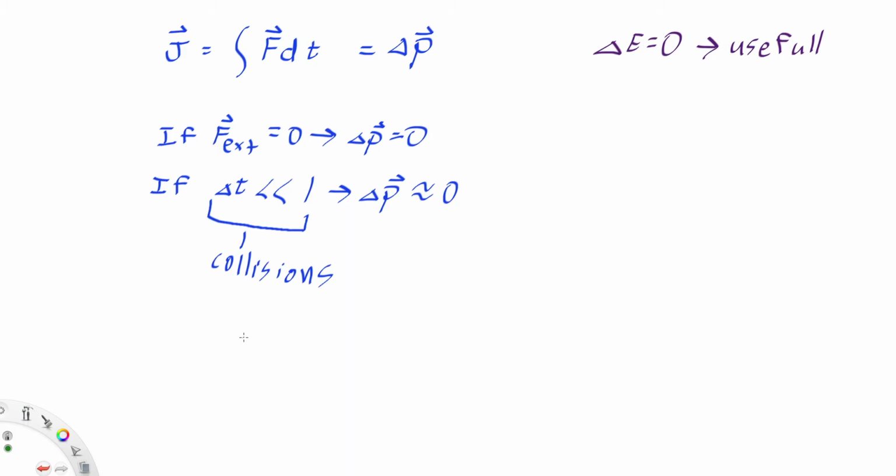Let's take a look at a collision. So say we have two objects. And they are going to have a head-on collision. The collision is fast, but how should we draw our system so that during the collision there are no external forces?